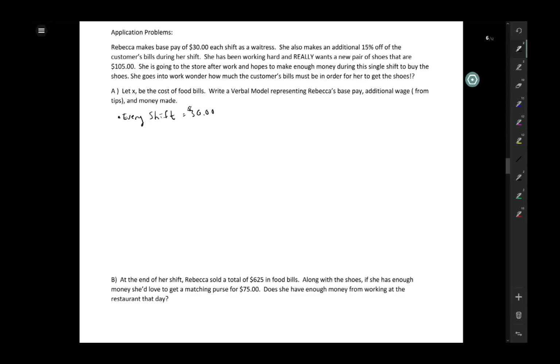She also makes an additional 15% off of the customer's bills. So, depending on the customer's bills, which they can change, right? Maybe there's a lot of customers that day and it's a high number. Maybe there's not too many and it's a low number. That means it's a variable. So customer bills will say that those are B, so a variable.